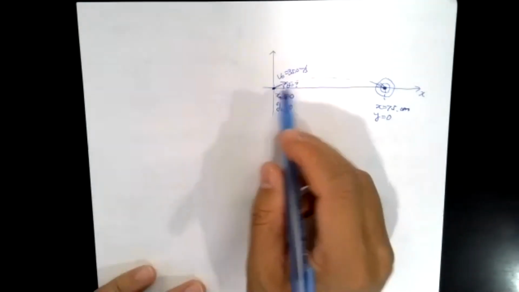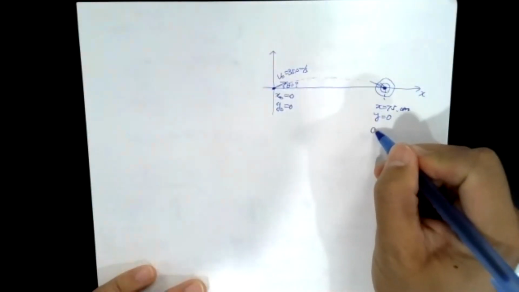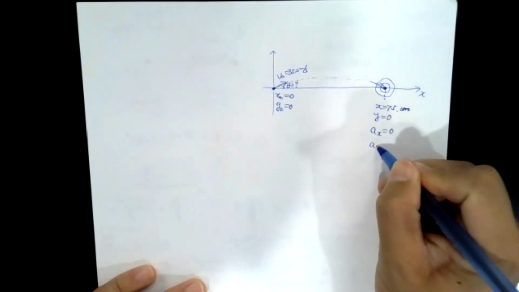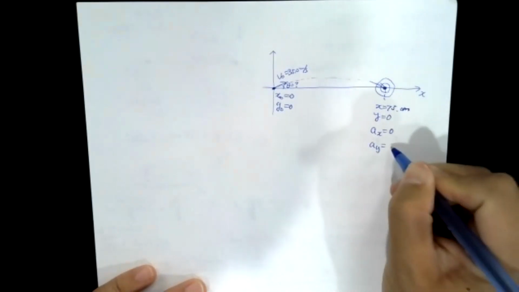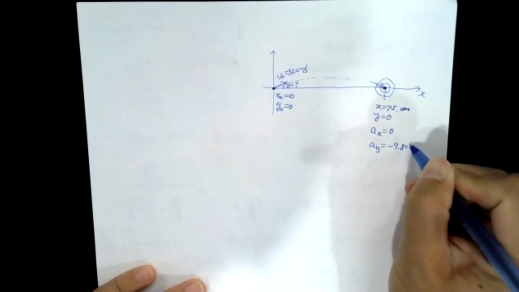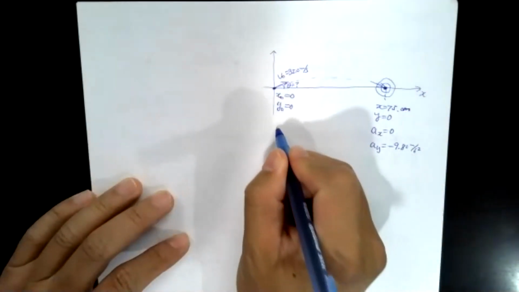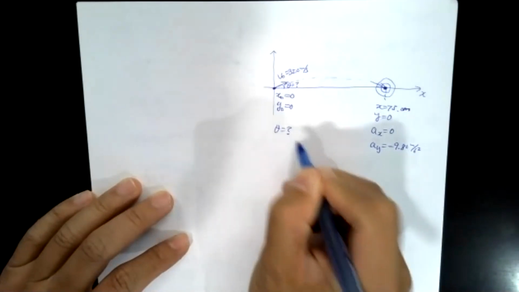Now, because the arrow is released in the air, we know it's a projectile motion. The x direction acceleration is going to be 0, and then the y direction acceleration is going to be 9.80 meters per second squared negative. Okay, and then we are given this. So we are looking for theta initially.